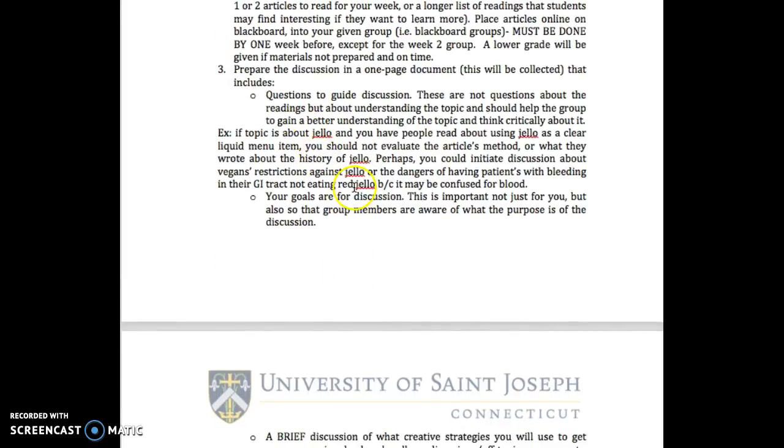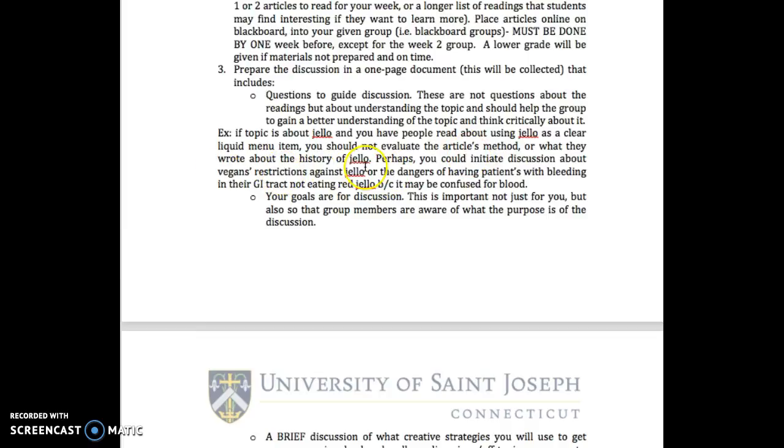So I have an example about Jell-O. So let's say the topic is about Jell-O and you read about using Jell-O as a clear liquid menu item. So that maybe was the article that you picked. Instead of talking about the specific article of, hey, what did you think when they talked about using Jell-O as a clear liquid?